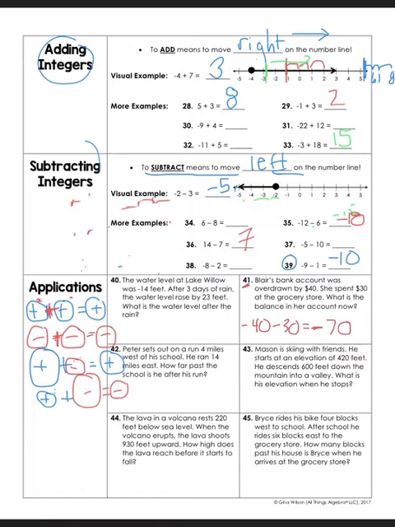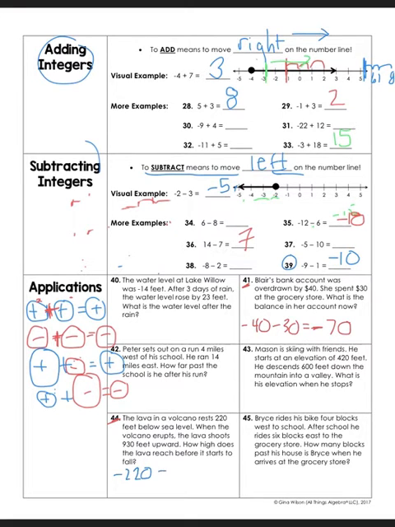I think we'll do number 44 as well right now. Number 44 just says the lava in a volcano rests 220 feet below sea level. When the volcano erupts, the lava shoots 930 feet upwards. So how high does the lava reach before it starts to fall? So the lava rests how many feet below sea level?